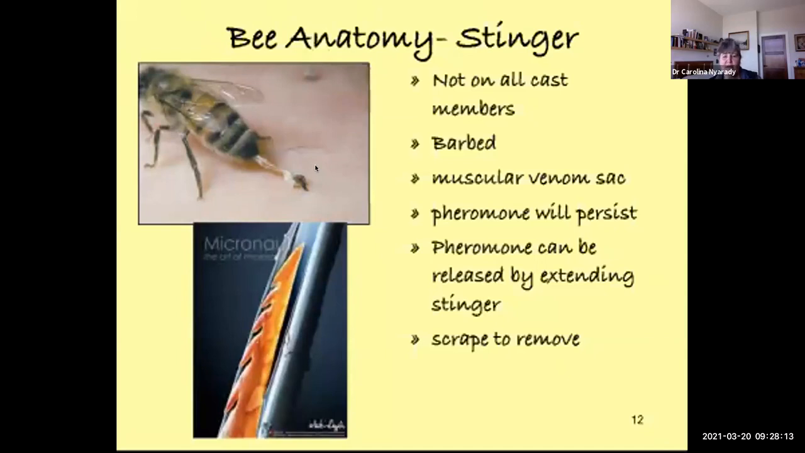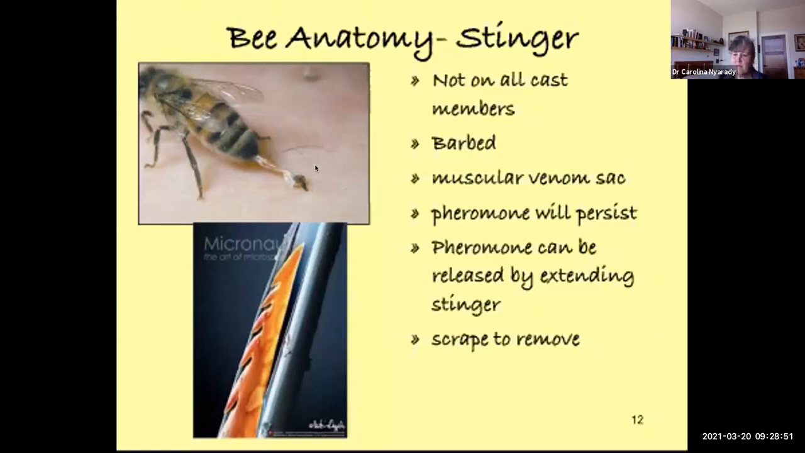So if you had two bees that were stinging one another, they don't lose their stinger within each other's body. We're the only mammals, the only ones that are privileged enough for which the stinger's barb gets stuck within our skin. And when it does so, of course, then the muscular venom sac is activated and starts pulsating venom into our skin. At the time that the bees sting us, they also leave a pheromone behind that will persist in the area of the sting.